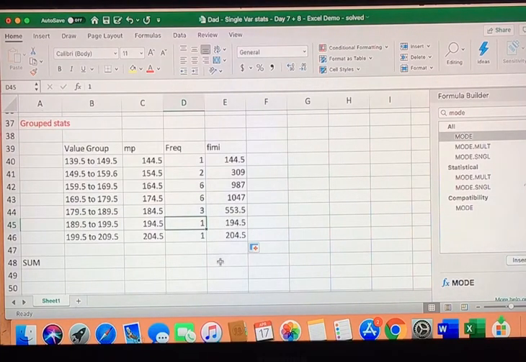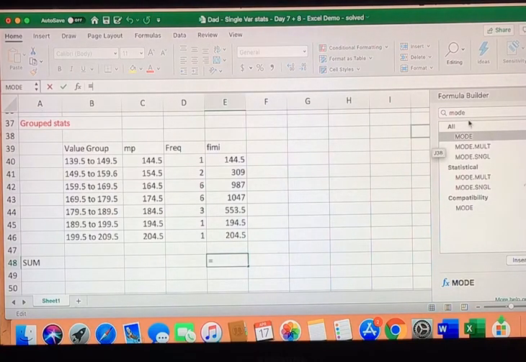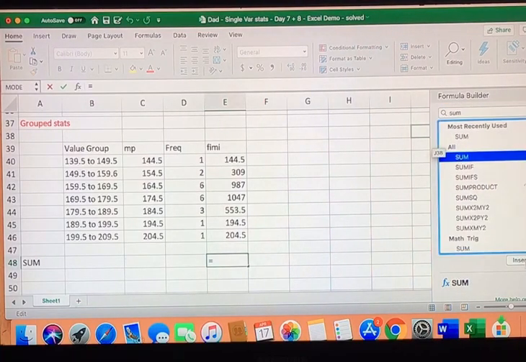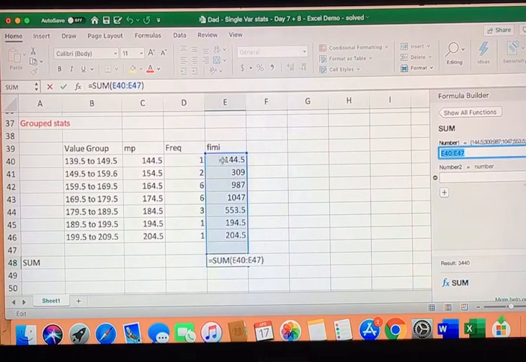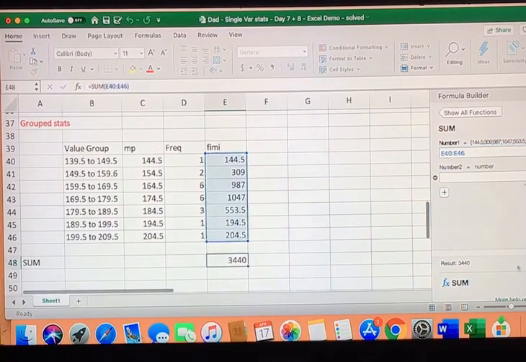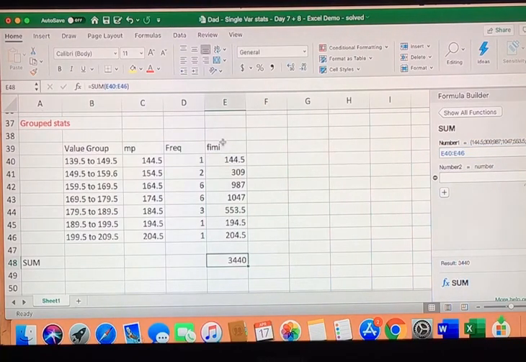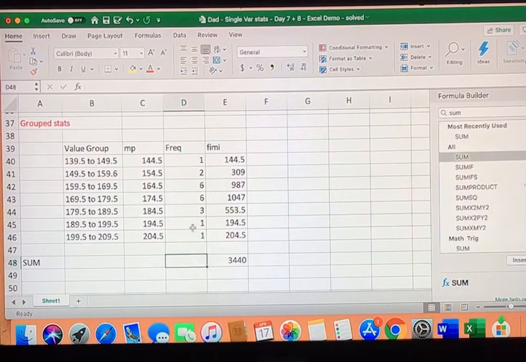Now we need the sum of this value. We can go to f(x) and find sum, choose sum, insert the function, and then just highlight what we want it to add up. Because again, the formula is the summation of fi mi divided by n, or the summation of the frequency. So we should do a summation of the frequency here as well.